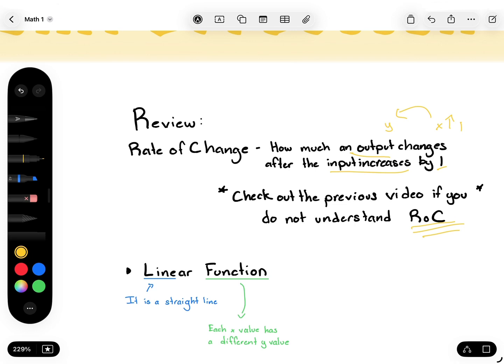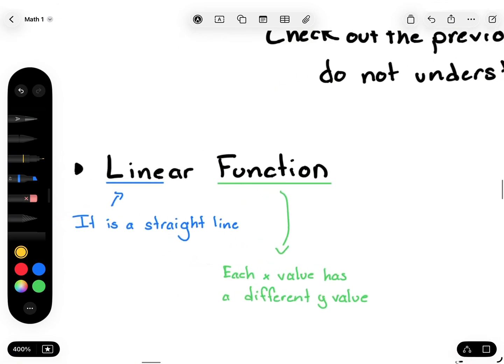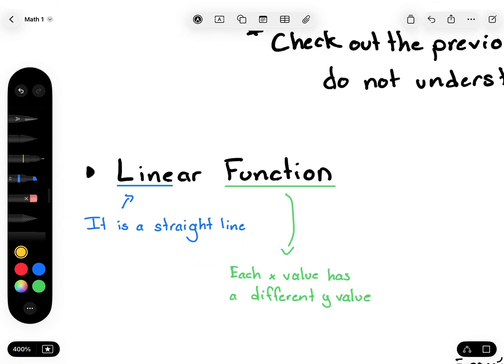Now I want to talk about a new word that is going to be introduced. I may have subtly talked about it in previous videos. However, here I'm going to go very in-depth into what this is. I'm going to talk about the word linear function, and we're going to break this word apart so that you can better understand what it's supposed to mean.